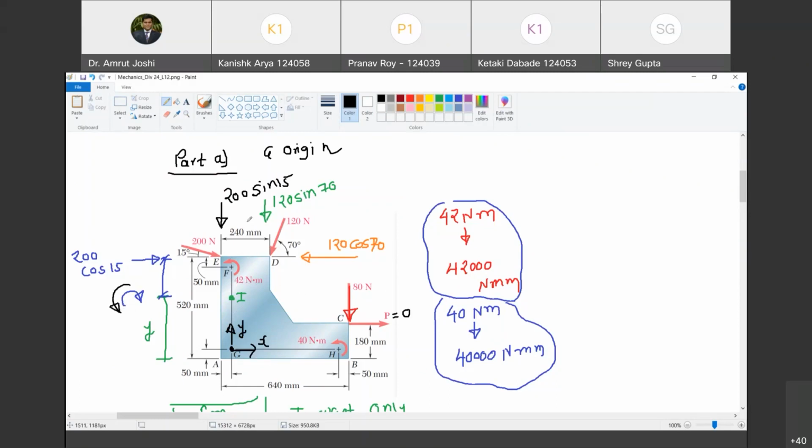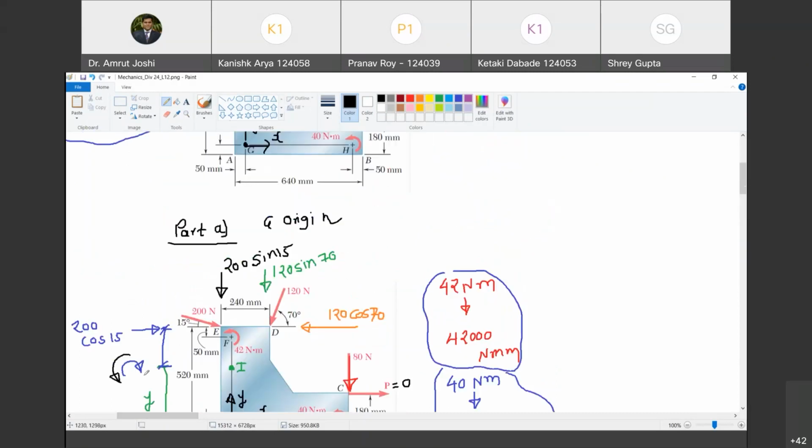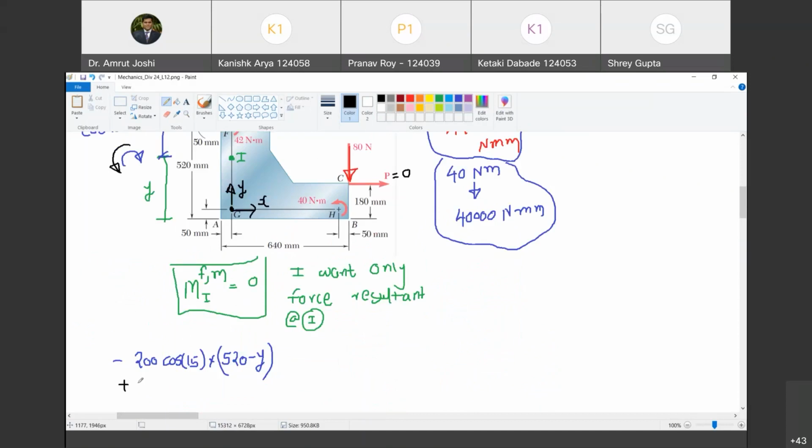And which distance are we interested in? As it is a vertical force, we are interested in horizontal distance between E and I. What is the horizontal distance between E and I? 50 mm. So therefore, what we are going to write is plus 200 sine 15 multiplied by 50. Happy?